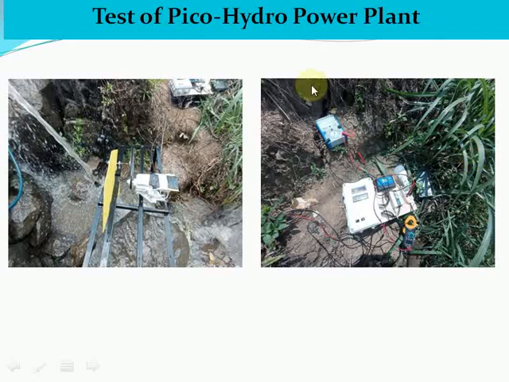This is the test of the Pico-Hydro power plant in the real field. This is the turbine coupled to our generator. This turbine is rotated by using waterfalls here. The output of this generator will be monitored by our system, and we also connect a multimeter here and also a clamp here in order to calculate the output of our system.